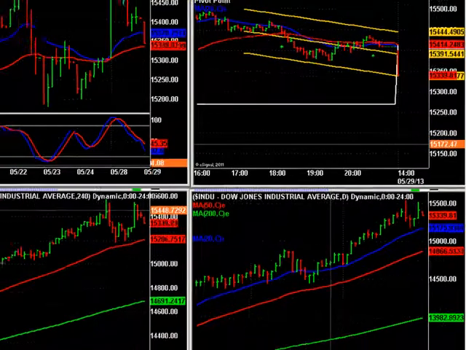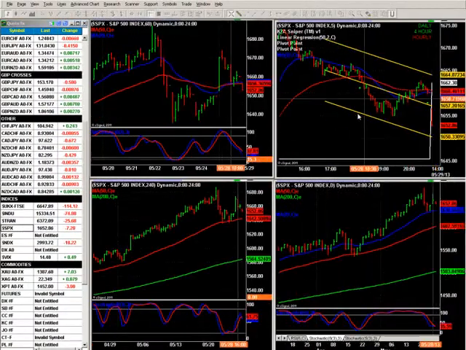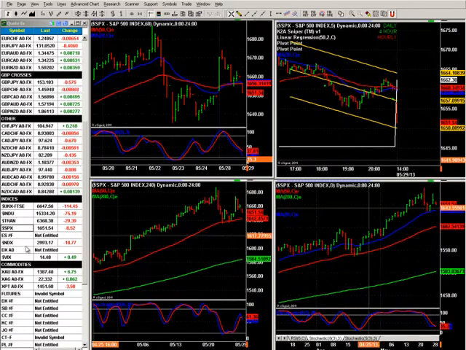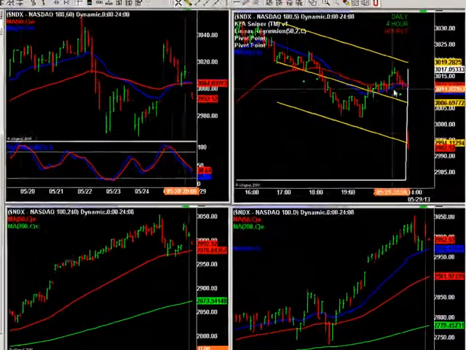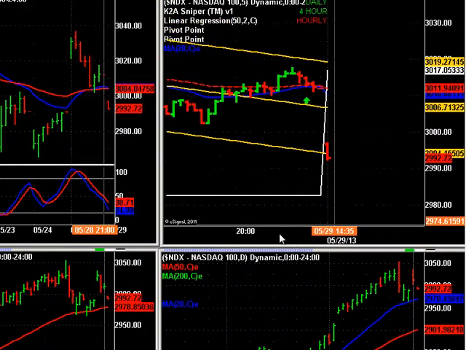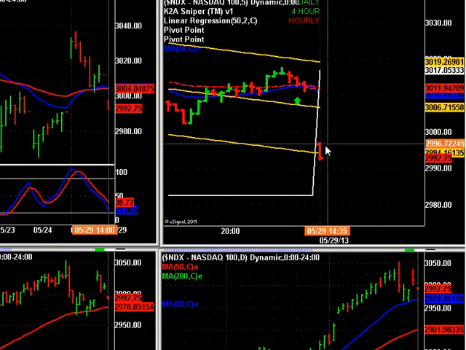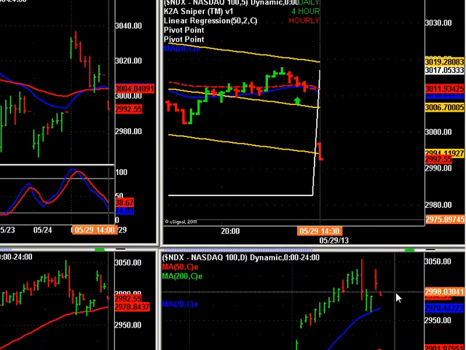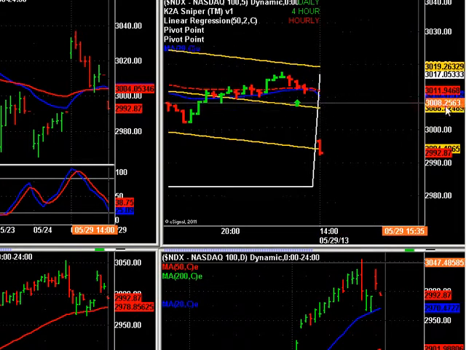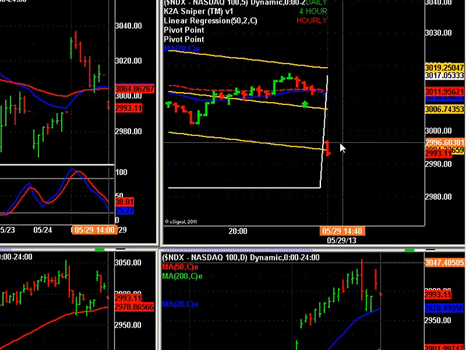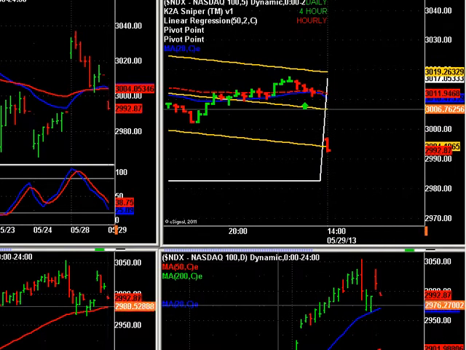Okay, let's see the other ones. S&P as well. Big sell-off as well as expected. And the Nasdaq. Big sell-off, and it even gapped. Okay. It even gapped, and it opened down here, just below the 3,000 mark. It was above the 3,000, and it gapped, and it opened below the 3,000 mark. Okay.